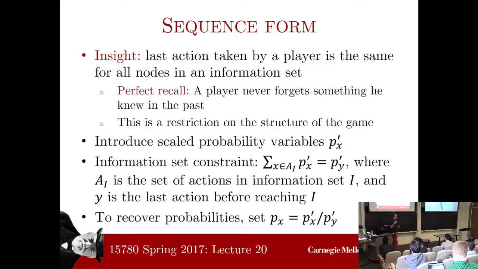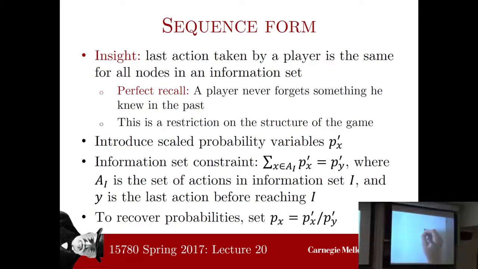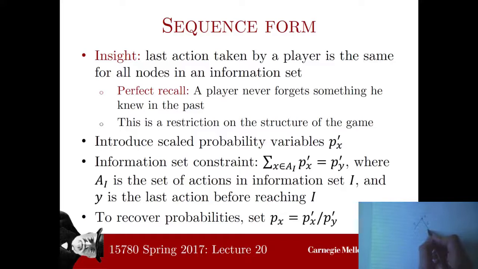Another way to think about it is the player never forgets something that he knew in the past. This takes a bit of time to digest, so let's talk about it a bit. What do I mean here? So what I want to avoid is maybe a situation like this, where let's say this was a node of player 1, and he had either the action A or an action B. And then, maybe these were nodes of player 2. And then these are nodes of player 1. So I want to avoid a situation where these two nodes are in the same information set.